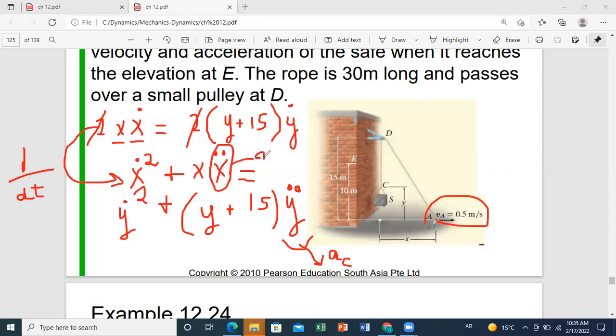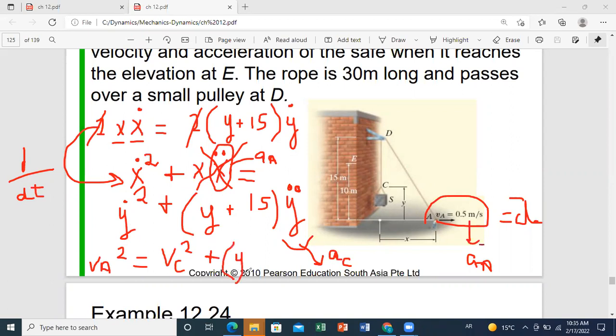But since in this particular example they told us that VA is constant, this means that there is no acceleration for A, and I can cancel out this term. So then my final relation is the following. X dot square represents the velocity of A, so VA square is equal to y dot, the velocity of C, so VC square, plus y of C plus 15 times the acceleration of C.